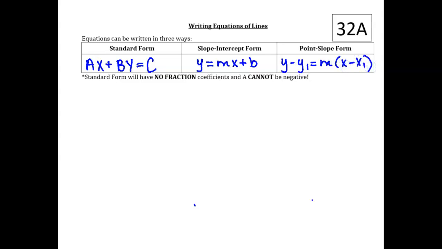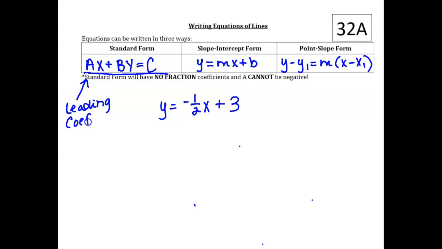Okay, so how this new standard form works, I'm going to take a typical equation. Let's say y is equal to negative 1/2 x plus 3. And I want to put it into standard form. The thing about standard form is your a and your b and your c, they all have to be integers, so you cannot have any fractions. And also, the leading coefficient, which is the a, cannot be negative, okay? So leading coefficient has to be greater than 0. Actually greater than or equal to 1 would be more like it, because it's got to be a whole number.